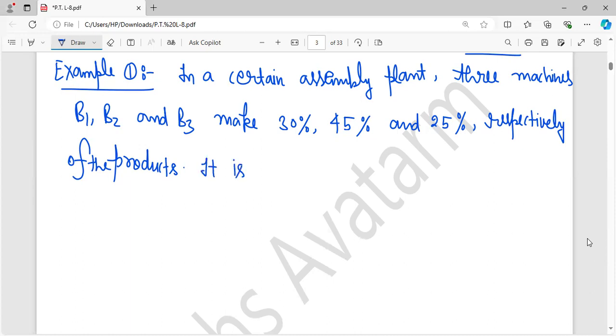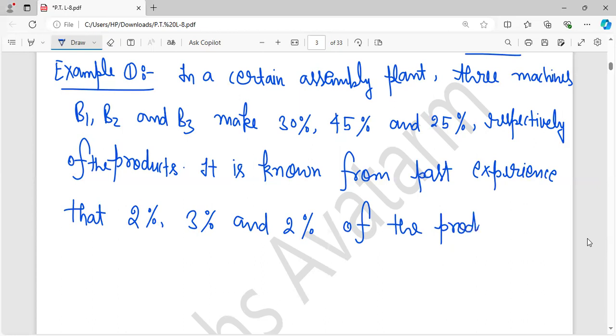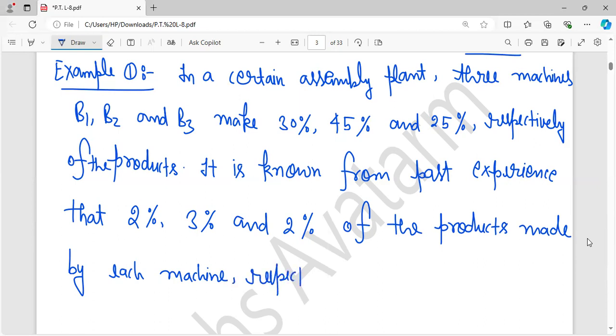It is known from past experience that 2%, 3%, and 2% of the products made by each machine respectively are defective.